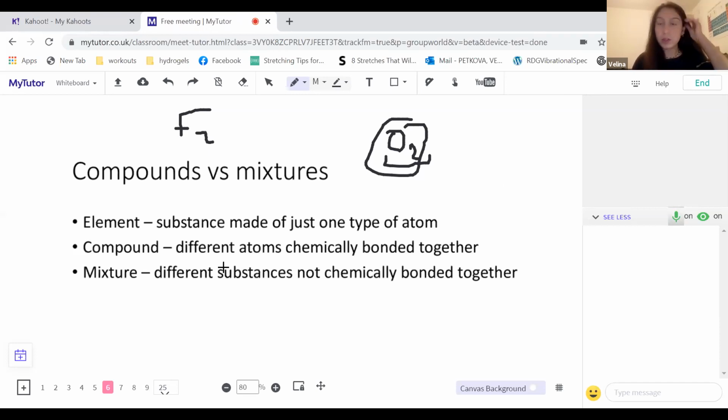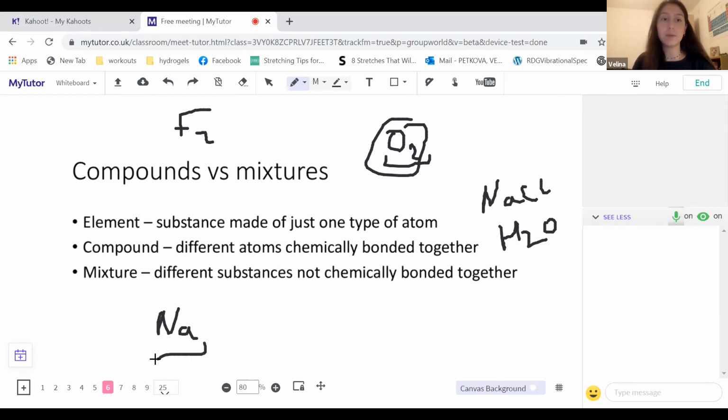What about a compound? That means there are different atoms chemically bonded together. So what's an example of a compound? Water, H2O. It's got a hydrogen and an oxygen, and they're chemically bonded together, just like NaCl. Brilliant, or CO2, as someone has said. If you had Na by itself, that is an element because it's just got one type of atom. But if you go to NaCl, it is now a compound because it has two different types of atoms.